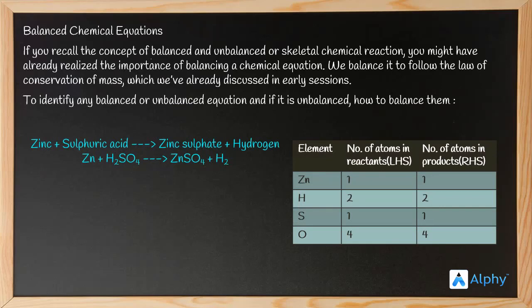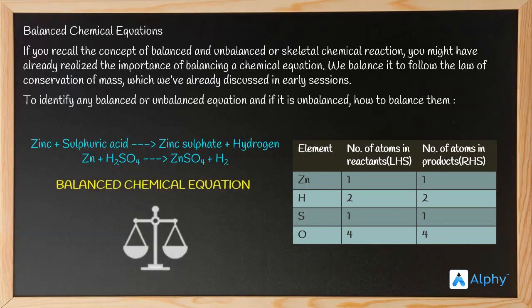So we have 4 elements in total in this example. In the left hand side of the arrow, we have 1 zinc atom, and in the right hand side, it's 1 as well. Similarly, if you count the number of atoms of each element on each side, you will observe that the number of atoms of each element is equal on both the sides. Now, if you recall the previous session, you will understand that this is a balanced chemical equation. So it was quite easy because you know that number of atoms of each element on each side is equal, right? So identifying a balanced chemical equation is really simple.